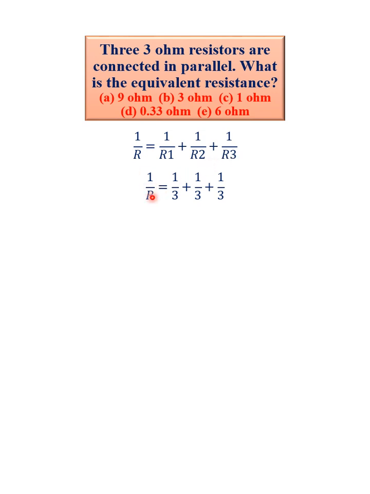So we have 1 over R equals 1 all over 3 plus 1 all over 3 plus 1 all over 3. To solve for this, we find the LCM. The LCM is 3. 3 divided by 3 is 1, times 1 gives us 1, plus 1 again, plus the third 1. And that becomes 1 all over R equals 3 all over 3. 3 divided by 3 is 1. So we have that 1 all over R equals 1.